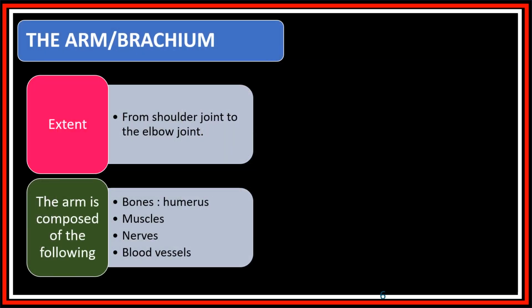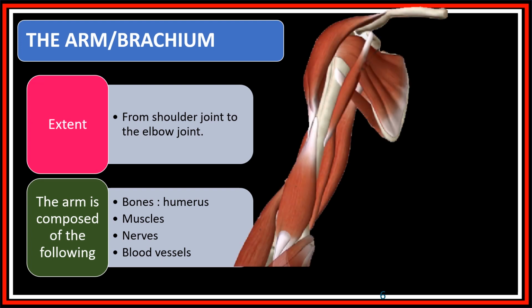We will start with determining the extent of the arm. Severally we see the word arm being misused in different contexts. But in the context of our discussion today, the arm is the region of the upper limb that we see from the shoulder joint to the elbow joint. So here is the arm, here is the shoulder joint, and here is the elbow joint. And the arm is the region between the shoulder joint here and the elbow joint here.